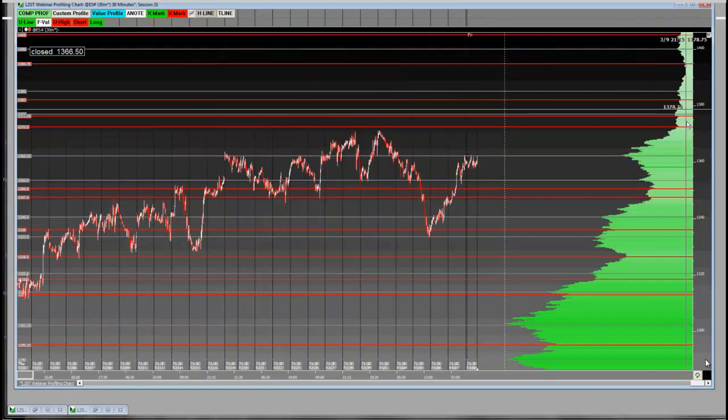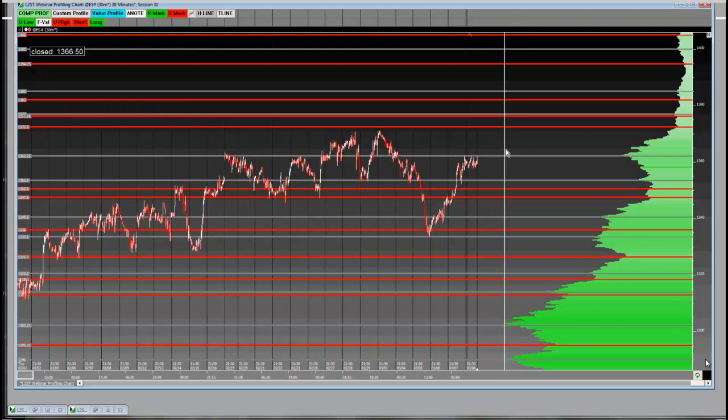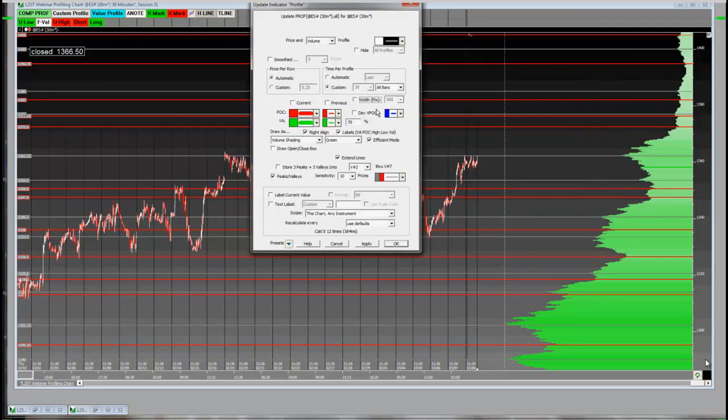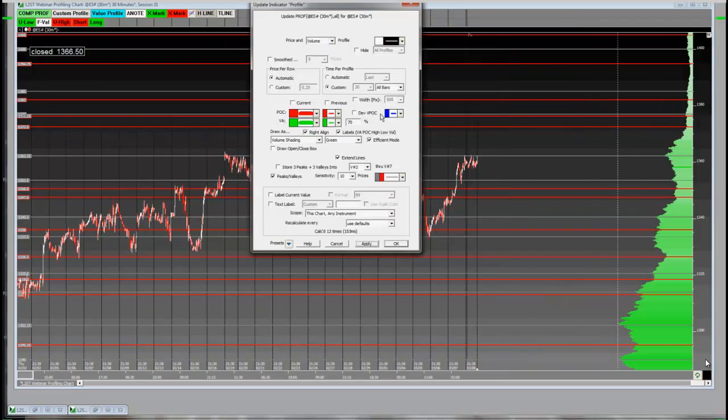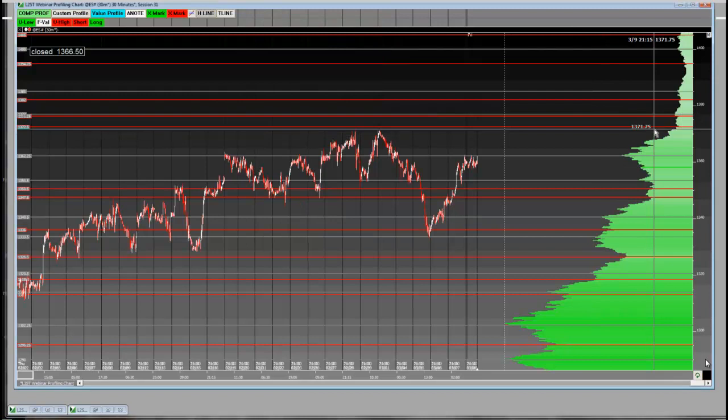So then it will give you the red levels, which are the key areas that you're interested in. Now you don't have to thicken the profile to do that, because it will still find them. If you do this, I think it does. Yeah, so it still finds them if you have it on the automated setting. But if you change the width, it's easier to see. You can see a low volume area up here.